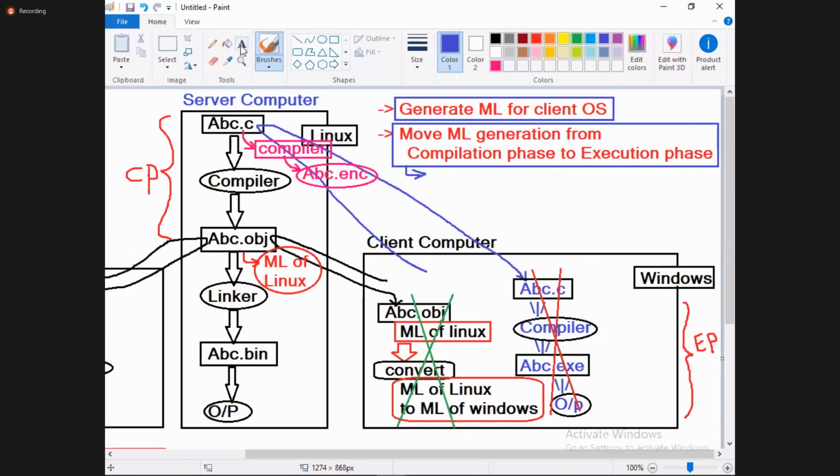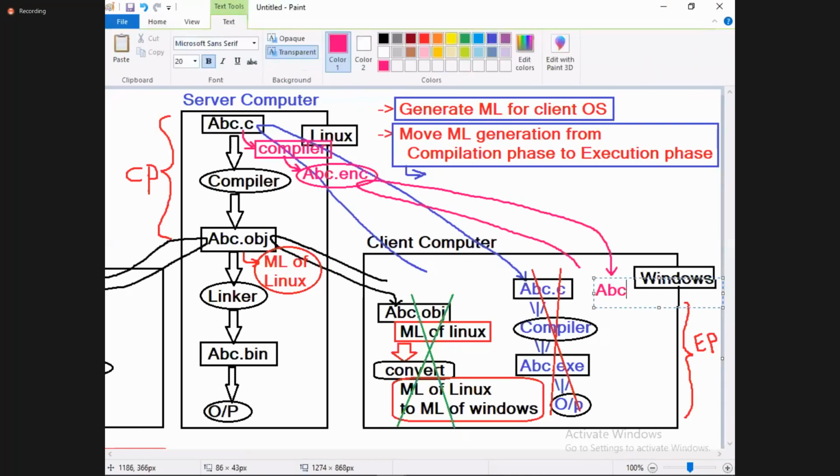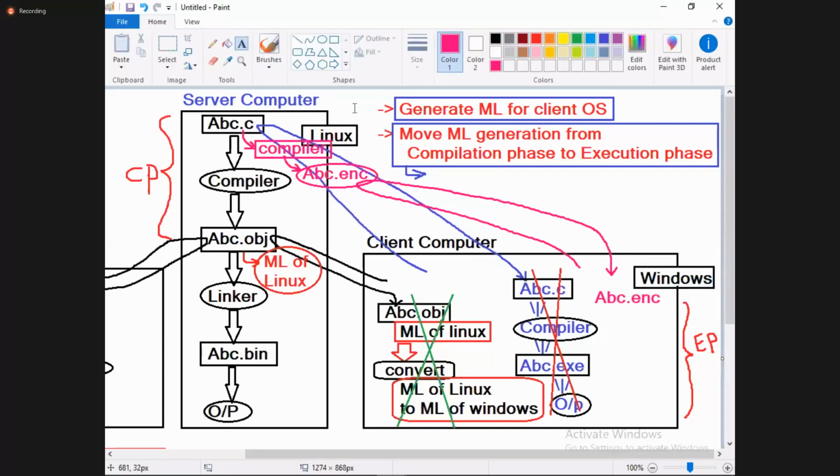Okay, single shot, two birds. Then now tell me, what does the client have to do now? The client has to download the abc.enc file. All are catching my point? We reach the last point. Now tell me, abc.enc file downloaded. Tell me, this abc.enc file, is it understandable to Windows?